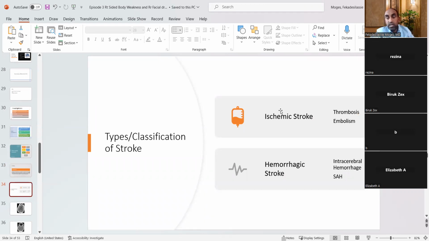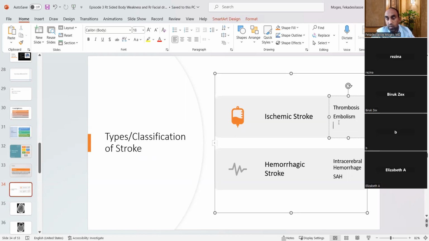Very simple. It could be ischemic stroke. I have forgotten something here, I will add it here. So thrombosis, embolism, and global hypoperfusion, right?